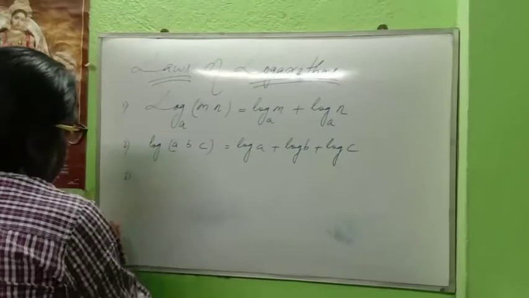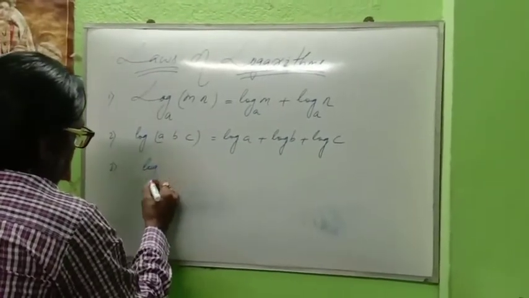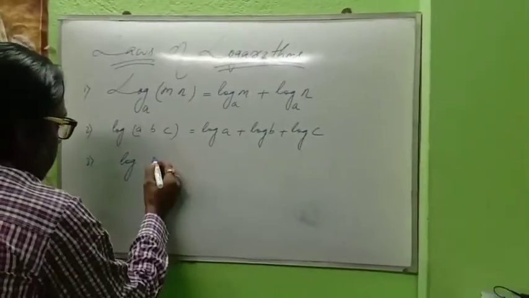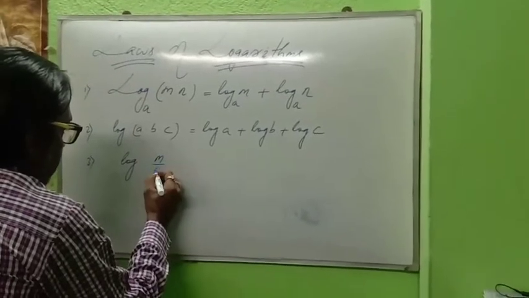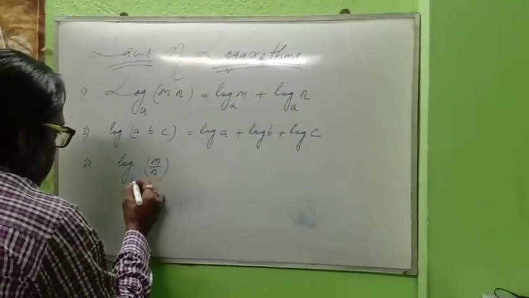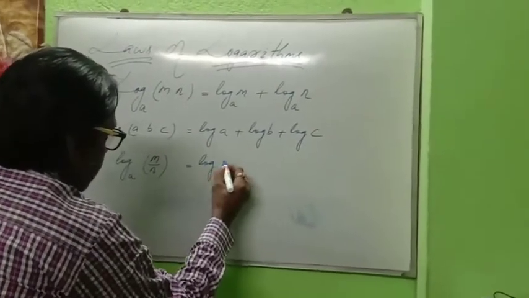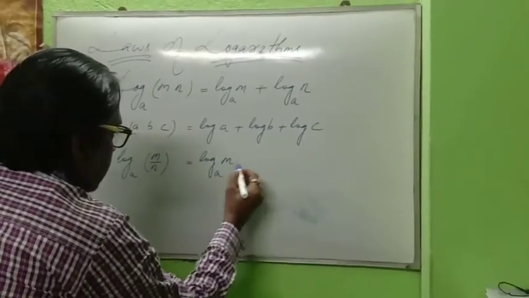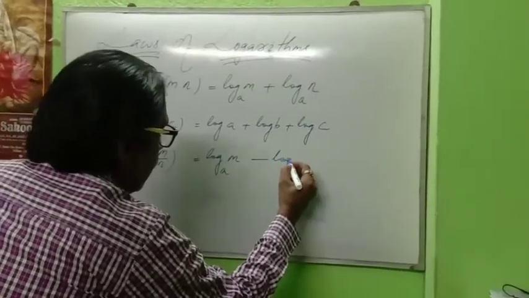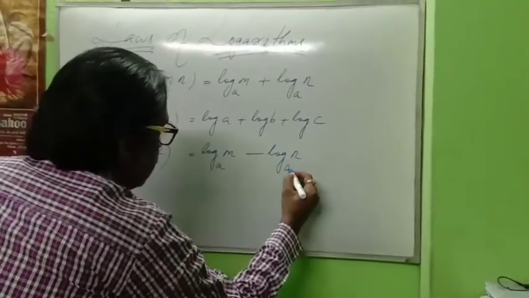Next, this was called the product rule. This is the division rule: log of m by n. Base may be any number, let's take a. This will be log m base a minus log n base a.